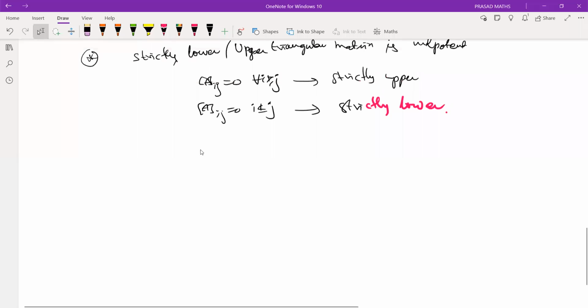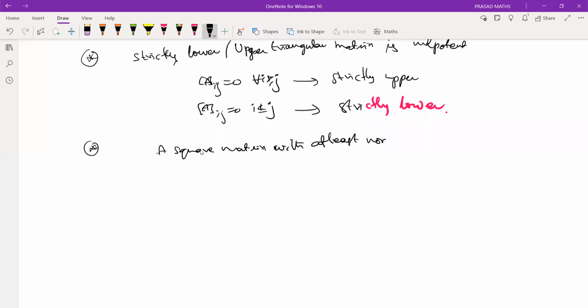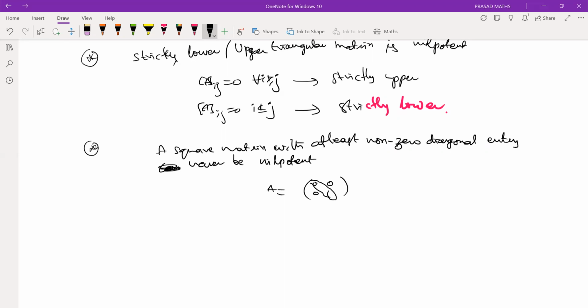One thing to notice again: whenever you have a matrix in which a diagonal entry is non-zero, it cannot be nilpotent. Suppose A is a square matrix with at least one non-zero diagonal entry. It can never be nilpotent. Why? Suppose you take 0, 0, 0, 1. Here the diagonal entry is non-zero. 1 is non-zero.